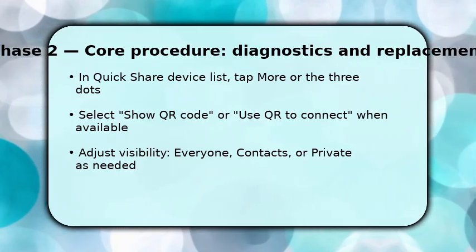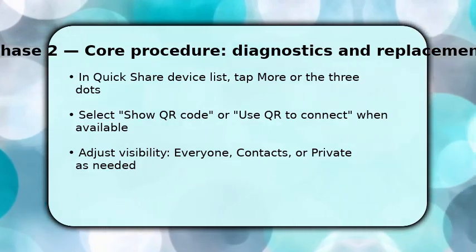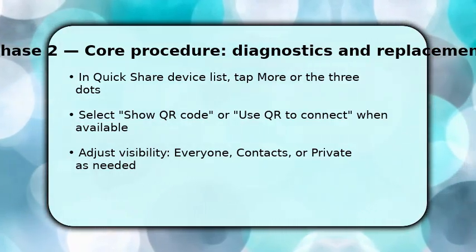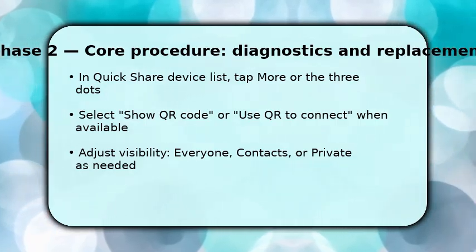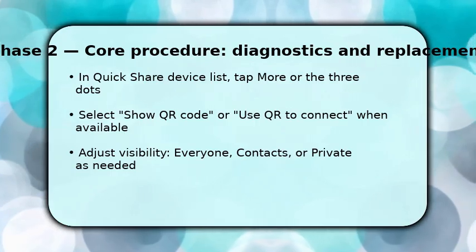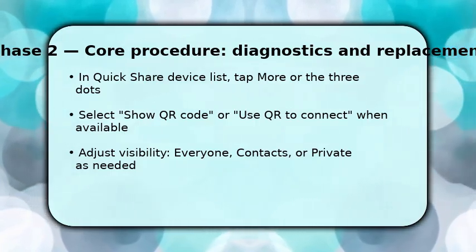This converts the pairing handshake into a scannable code so the recipient can use their camera. Make sure your visibility setting matches your intent: Everyone, contacts, or private. Otherwise, the QR option might be disabled for security reasons.